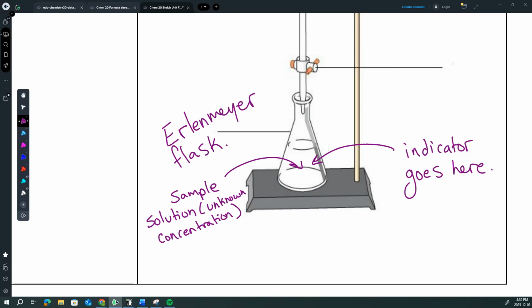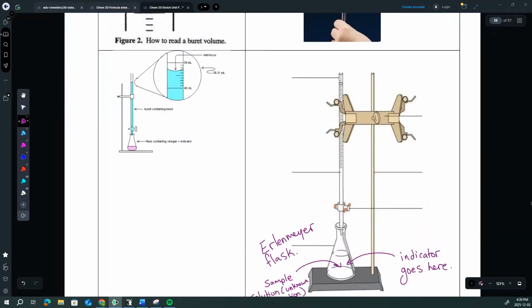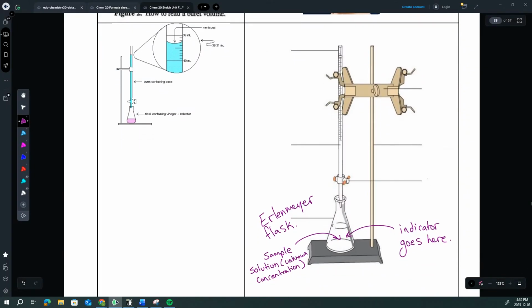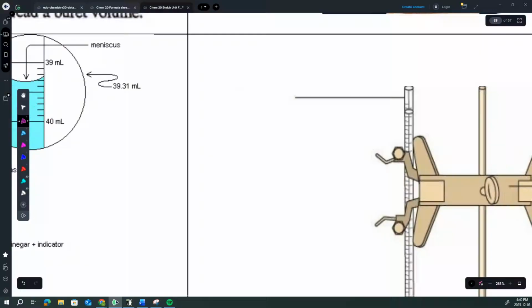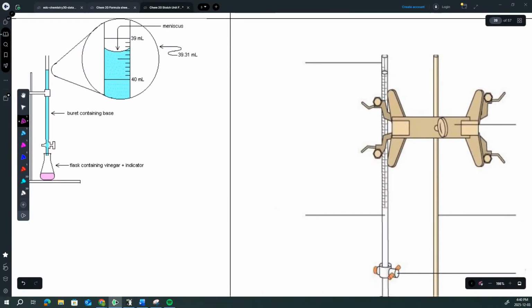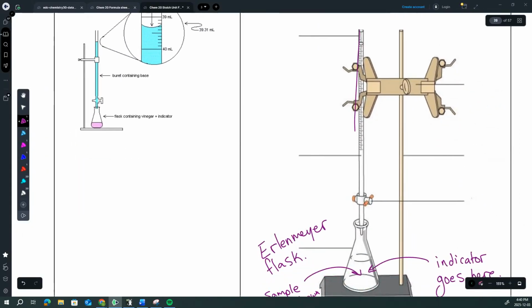Okay, so as a quick reminder, an indicator is just a weak acid that changes color based on the pH of the solution that it's in. Okay, some other parts of a titration setup, which is shown here on the right, is the long stick part. So this part right here, that is the burette. And inside the burette, that's where your titrant goes.